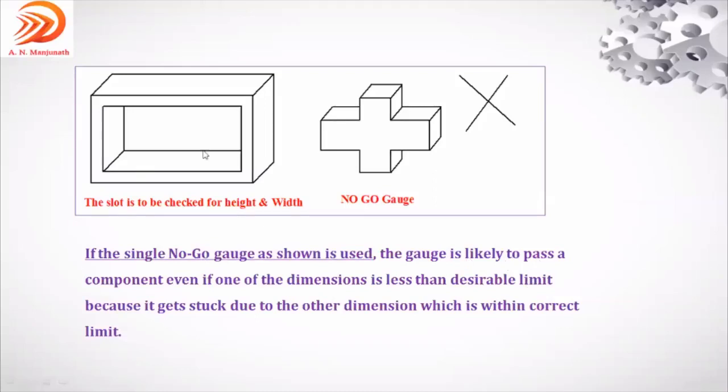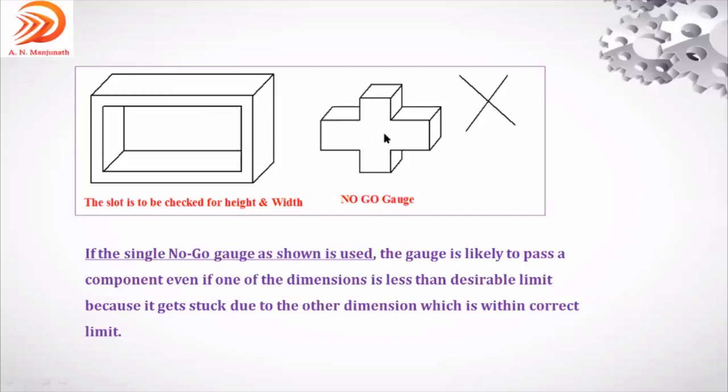There are two dimensions, right? This is height, this is width. If any one of the dimension is on the lower side, it will easily enter inside, but it is a no-go, it should not enter. It will enter even though the other dimension is correct, and it will be considered a rejected component. For that reason, a no-go gauge should not check more than one element of a dimension at a time.